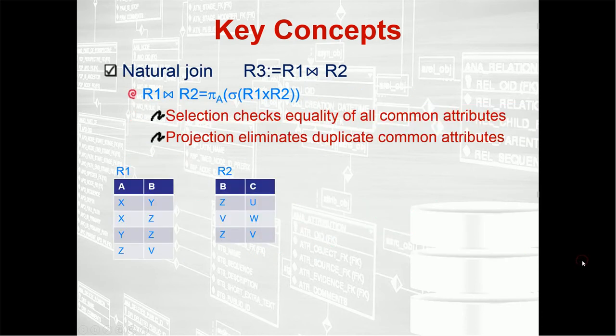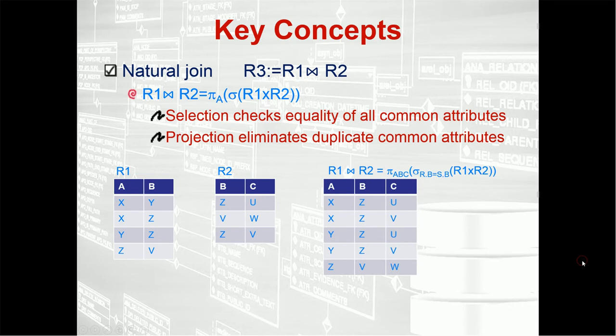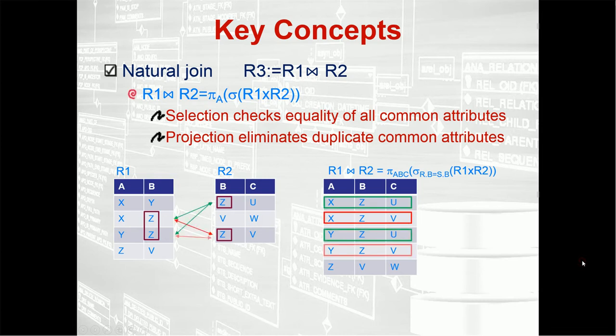In natural join, two operations are involved, namely selection and projection. Selection checks equality of all common attributes while projection eliminates duplicate common attributes. For instance, when R1 is joined to R2 on column B, the second and third tuples of R1 join with the first tuple of R2 to give the first and third tuples of the resulting relation.